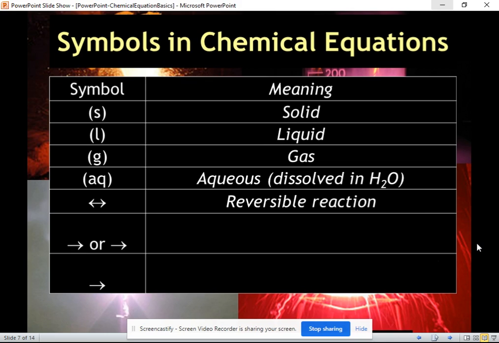Now, if you see a double-sided arrow like this, it means that the reaction is reversible, which means that you can take the two products, combine them back together to create your two reactants. That doesn't happen for everything. Most of the time when reactions are complete, they are complete, but there are some that can be reversed.